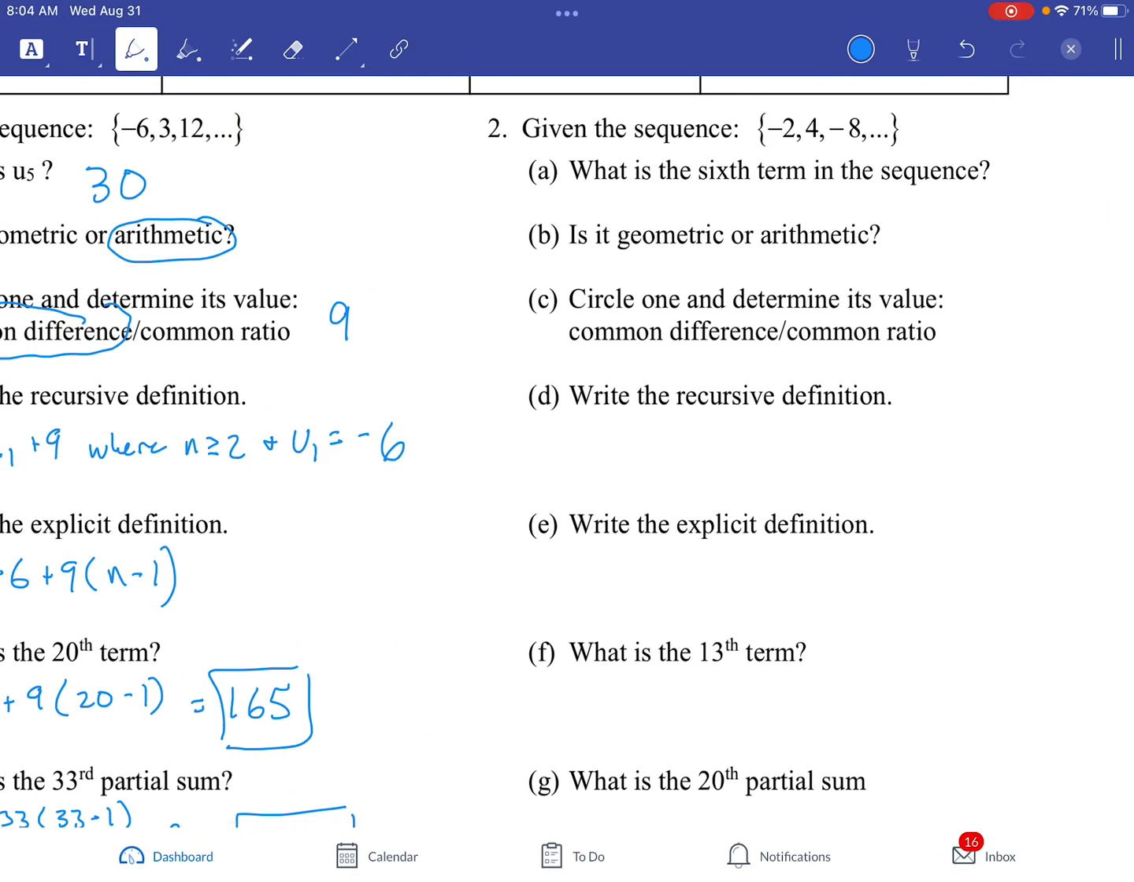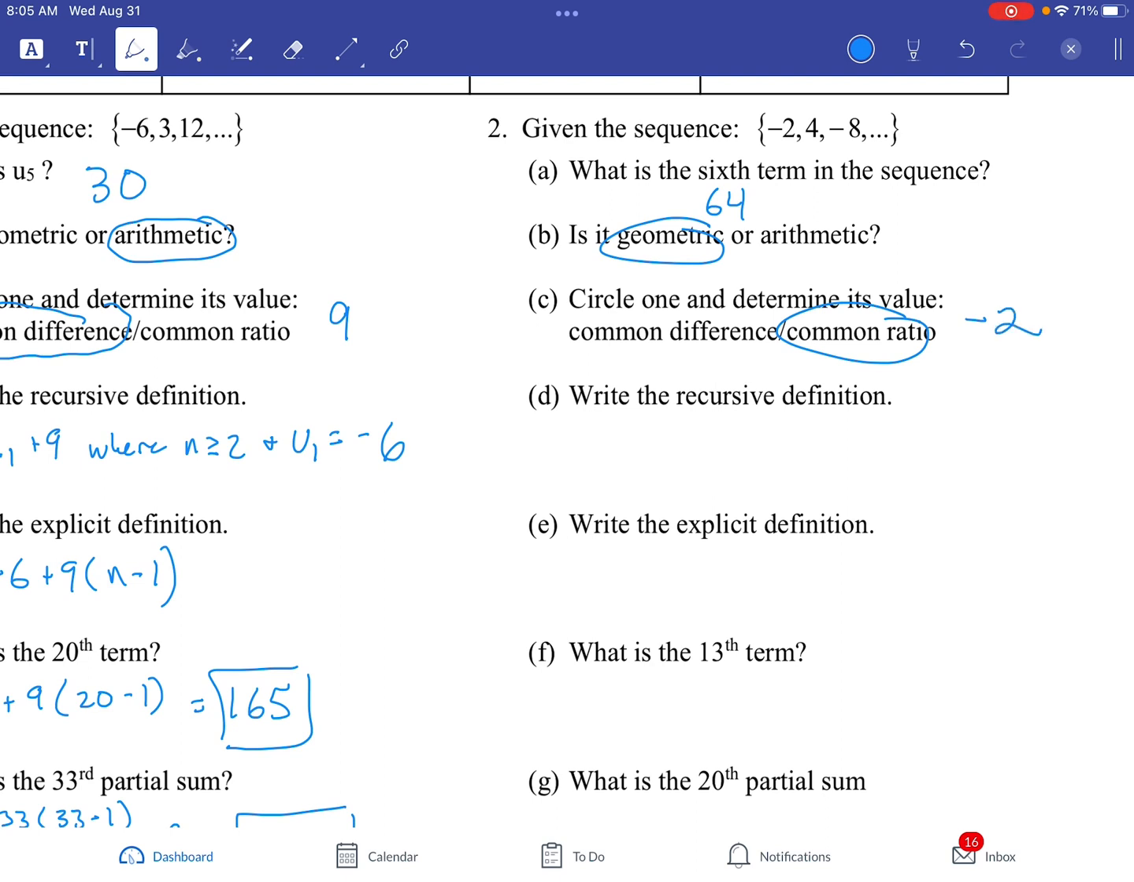In this sequence, you're multiplying by -2 each time, so it is a geometric sequence. If I take -8, multiply it by -2, that would be the fourth, by -2 again, the fifth, again, that would be the sixth, which would be 64. We already said it was geometric, which means it has a common ratio, and you're multiplying by -2.